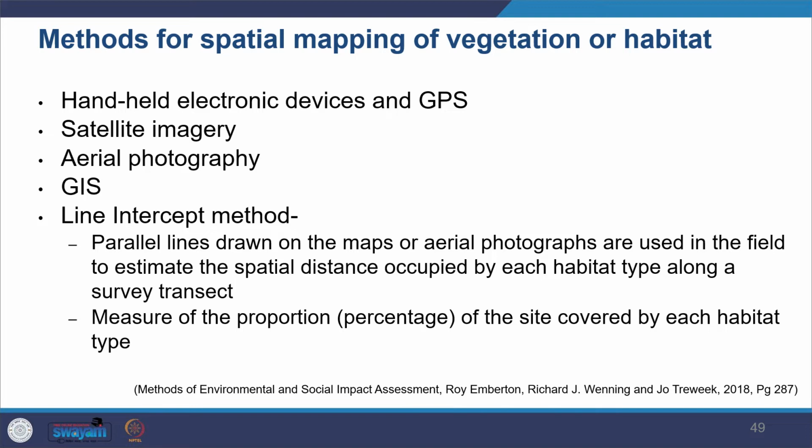And this approach provides a measure of proportion. So you look at the percentage of the site covered by each habitat type. You get an idea about what the proportion is, what kind of varieties are there, and to what extent they are. So that all is provided here.